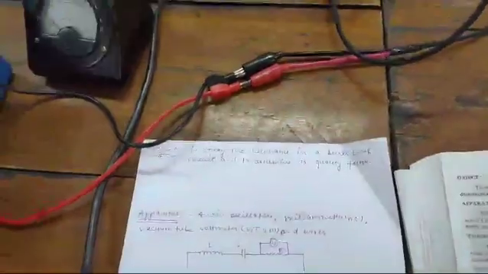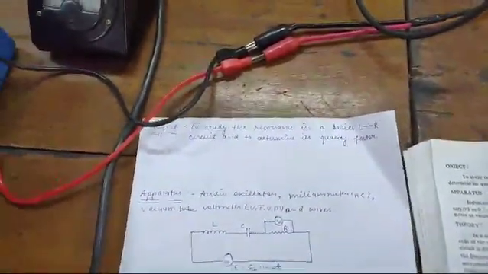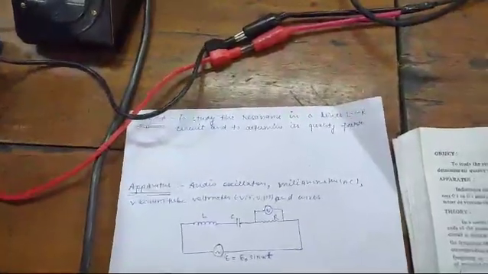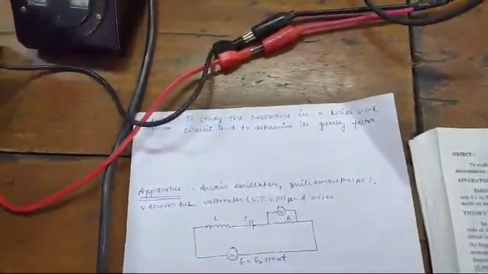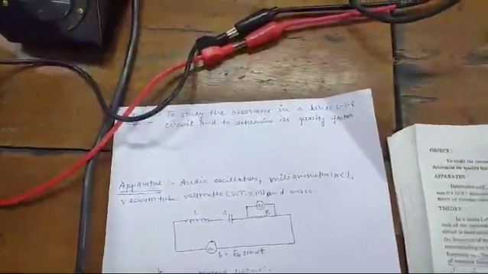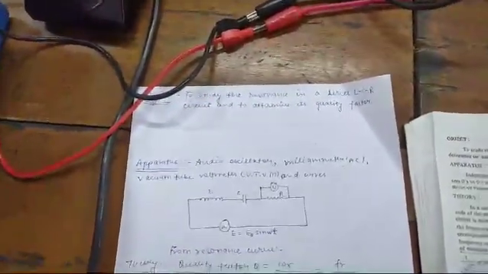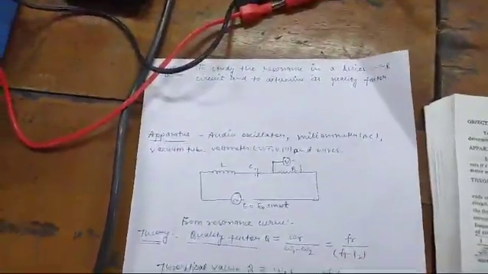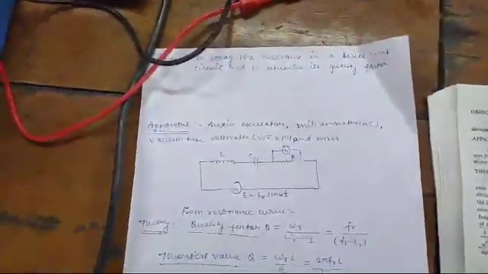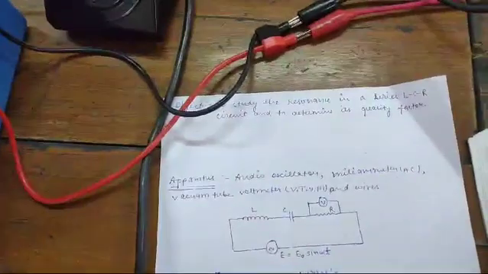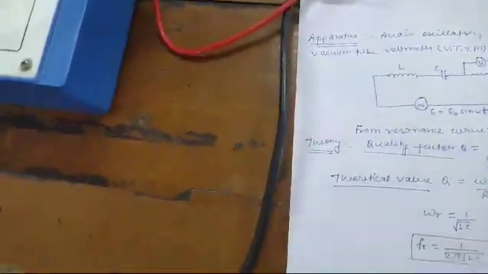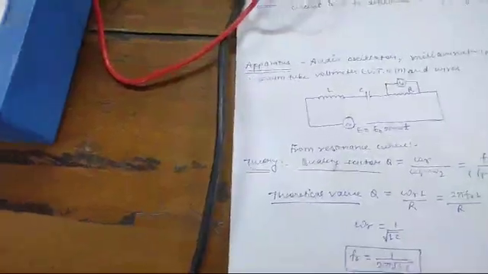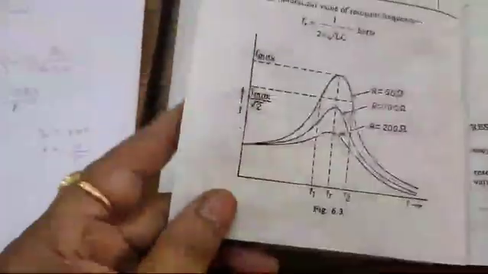Now what is the theory of this? In a series LCR circuit, the potential difference across the ends of the resistance R is measured and the current flowing in the circuit is determined. When we plot a graph between the current I and the frequency of the applied EMF, in this curve, the frequency corresponding to the maximum current is known as the resonant frequency omega R. There are two frequencies omega 1 and omega 2 on two sides of the resonant frequency, at which the value of current becomes 1 by root 2 of its maximum value, like this.